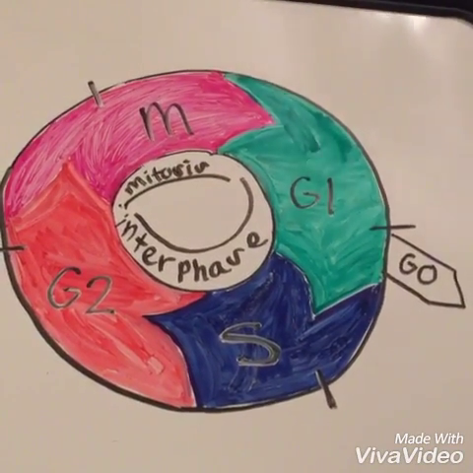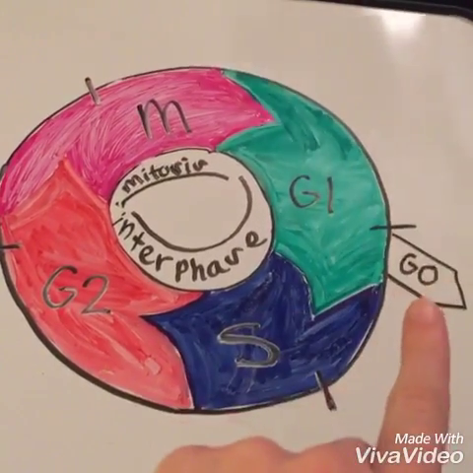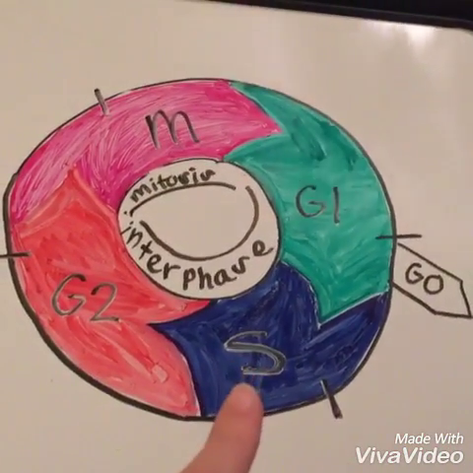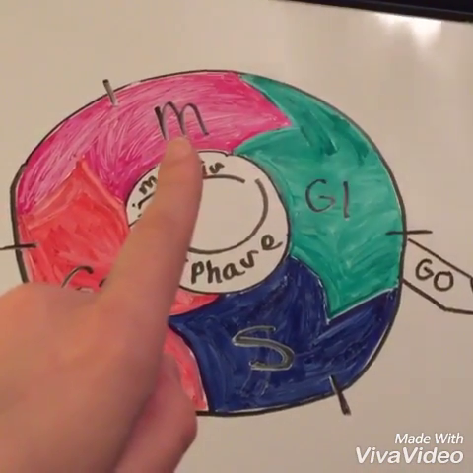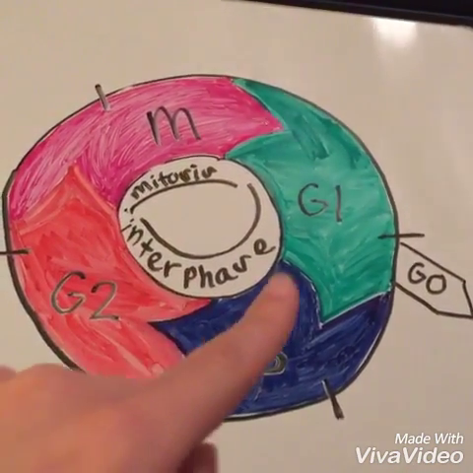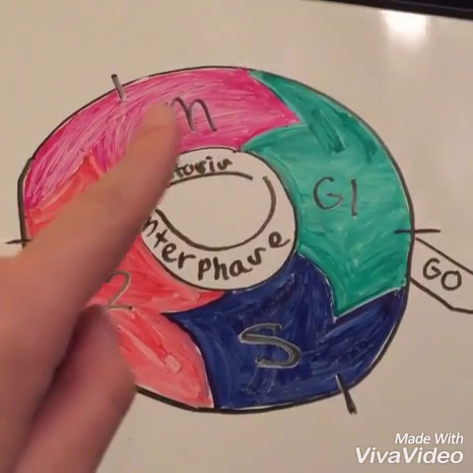This is a diagram of the cell cycle. This is gap 1 phase, this is gap 0 phase, this is synthesis, this is gap 2 phase, and this is mitosis. All of these phases are part of interphase, and mitosis is only actually taking place right here.